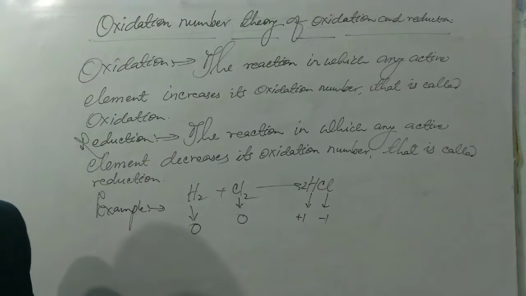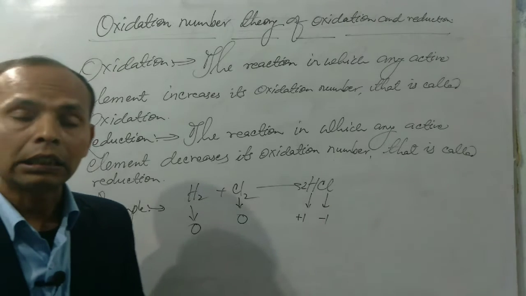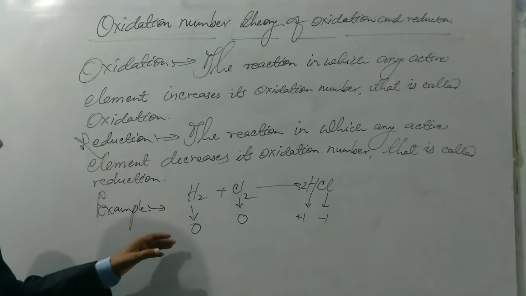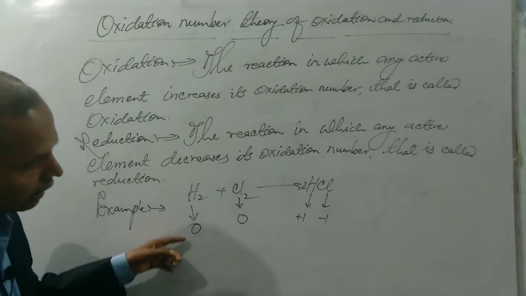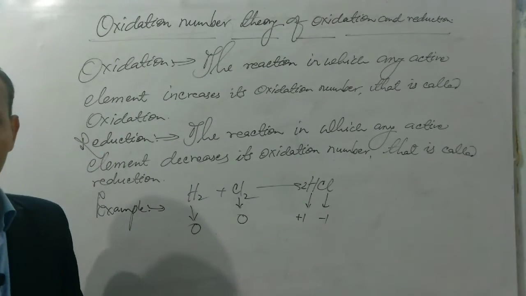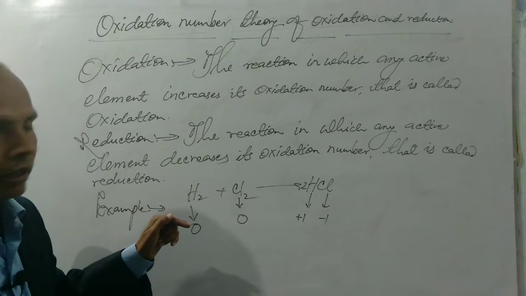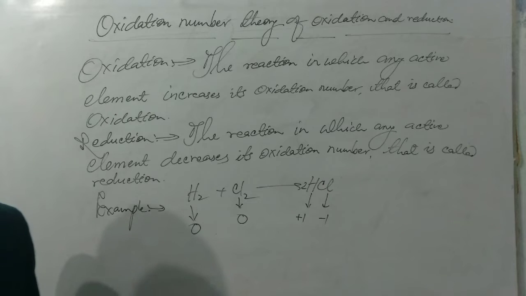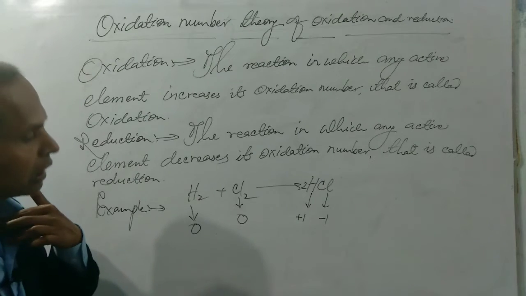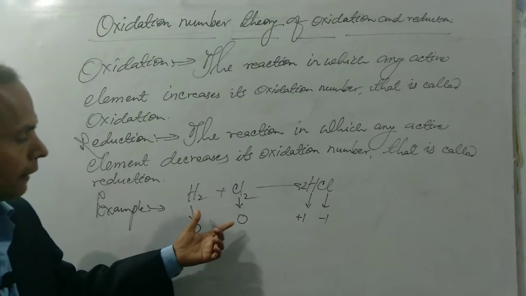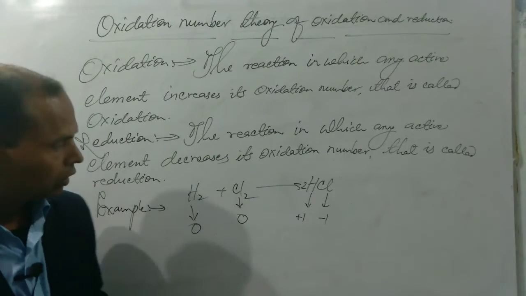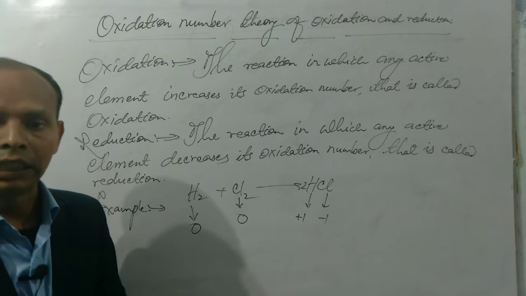According to the definition, the chemical reaction in which any active element increases its oxidation number is called oxidation. So, we have seen that hydrogen increases its oxidation number from 0 to +1. So, oxidation of hydrogen occurs and hydrogen is a reducing agent, because a reducing agent is such a type of chemical species which increases its oxidation number. Similarly, we can say that chlorine decreases its oxidation number from 0 to -1. So, reduction of chlorine occurs and chlorine is the oxidizing agent.